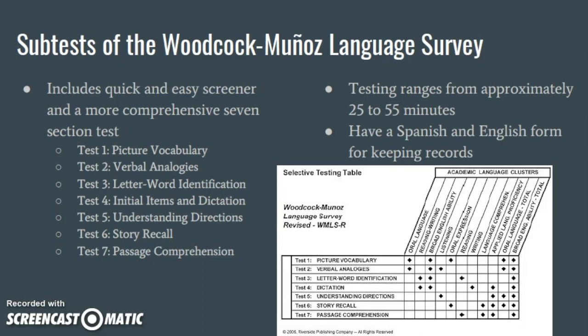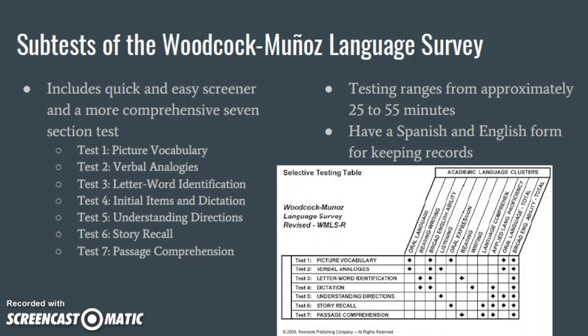It is a 7-section test which includes picture vocabulary, verbal analogies, letter-word identification, initial items and dictation, understanding directions, story recall, and passage comprehension. The picture vocabulary measures aspects of oral language. The verbal analogy measures the ability to reason. The letter-word identification measures letter and word identification skills. The initial items and dictation measures pre-writing skills. Understanding directions measures aspects of oral language.